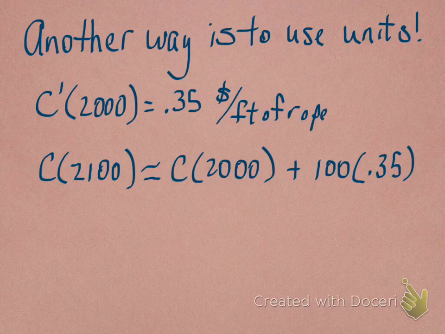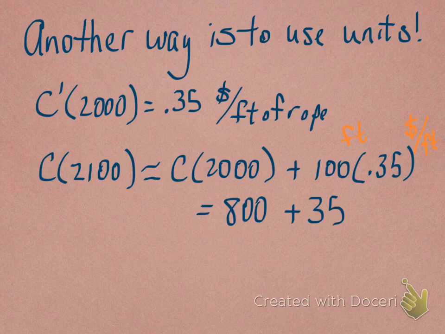So we have 100 feet, those are my units, times $0.35 per foot of rope. Indeed, those units would cancel and we'd be left with dollars in that second term. We know that C of 2,000 is 800, and then 100 times 0.35 is 35. So again, we see that the cost of producing 2,100 feet of rope is around $835.